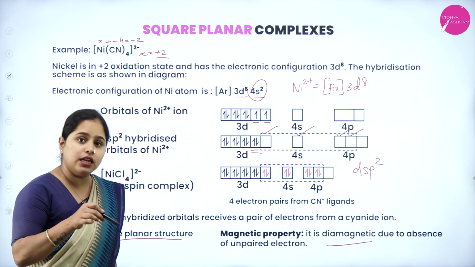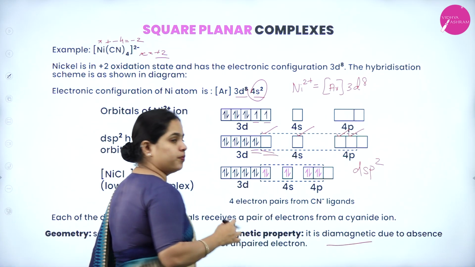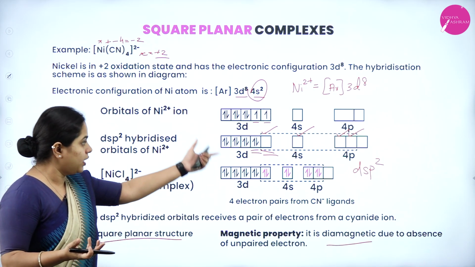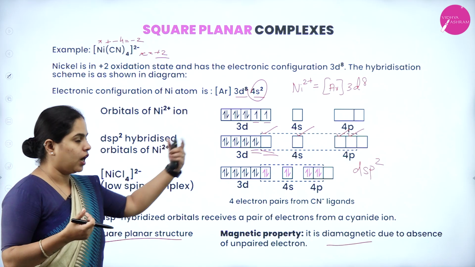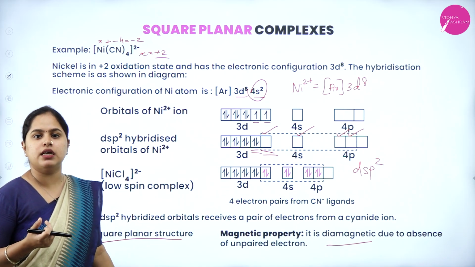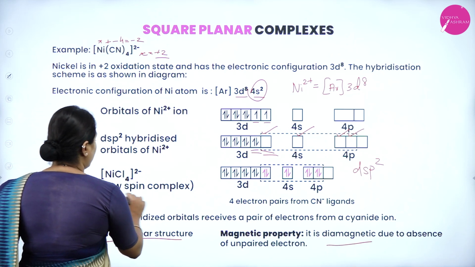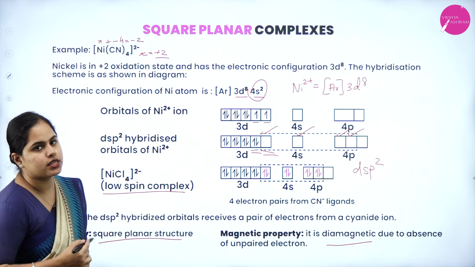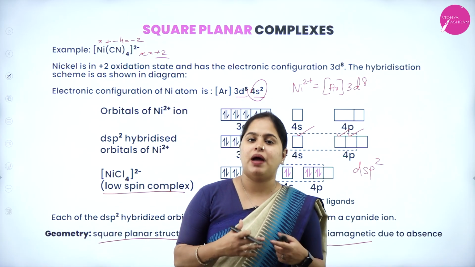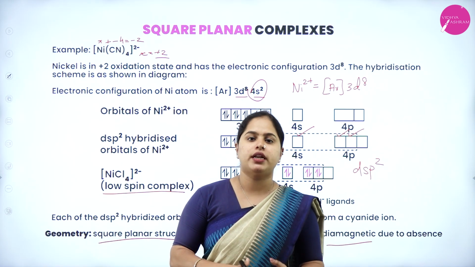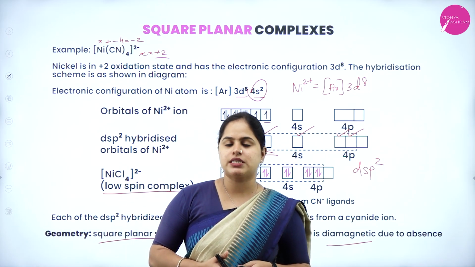Now whether it is an inner orbital or outer orbital complex, we have considered the inner orbital itself, right? From the 3d, we have considered the first orbital, right? We didn't start from the outer, we have started from the inner itself. So, we have considered inner orbital. So, of course, it is an inner orbital or low spin complex. So, this is how you have to calculate and predict the magnetic behavior as well as the geometry using the hybridization of the central metal atom. So, I hope it is clear.